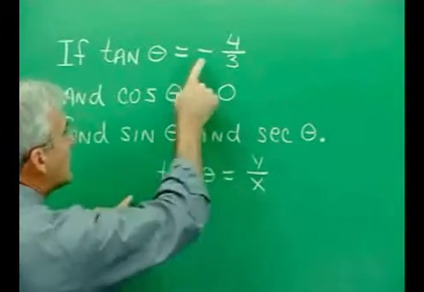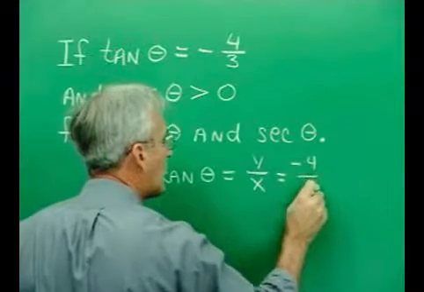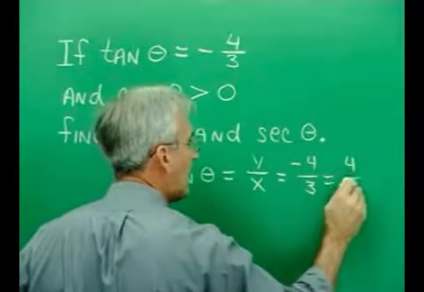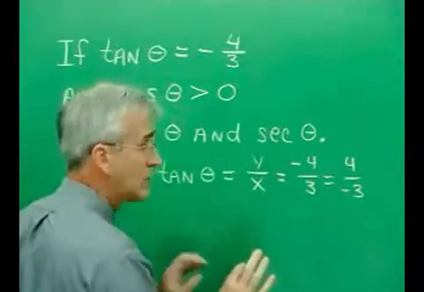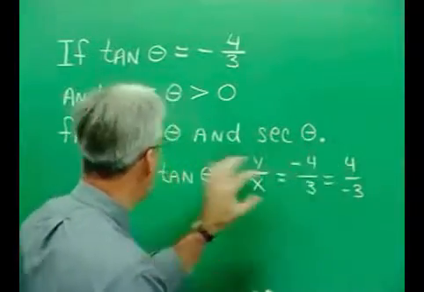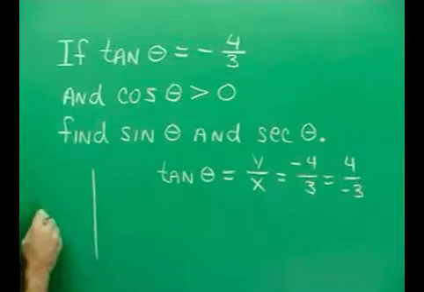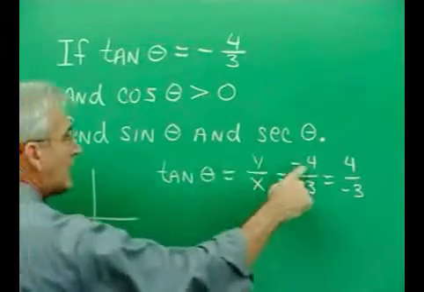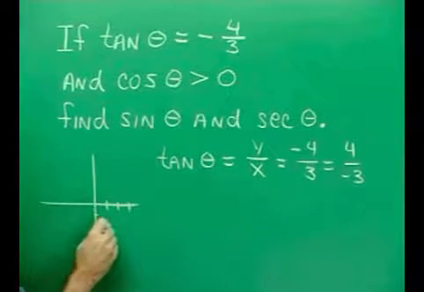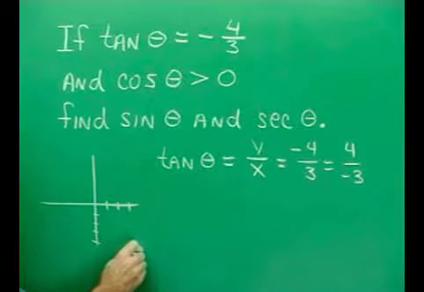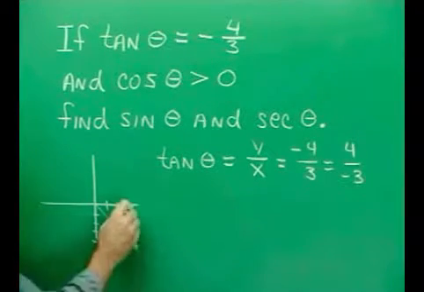And now we know that it's -4/3, so it could be -4/3 like this, or it could be 4/3. Now, which one is it? Well, the second part of the information will tell us, but these are our two options right now. We could have a y of -4 and an x of 3. That's an x of 1, 2, 3, and a y of -4. So it could be in here for our reference triangle.